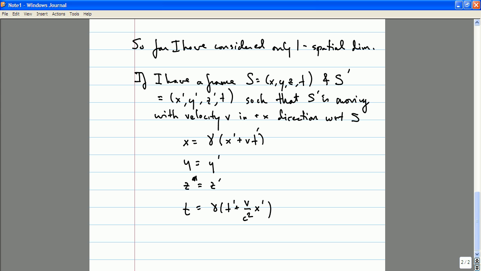In fact, if that's not clear to you, start thinking about how we define lengths and time intervals in terms of light bouncing back and forth between mirrors, and try and prove it to yourselves.